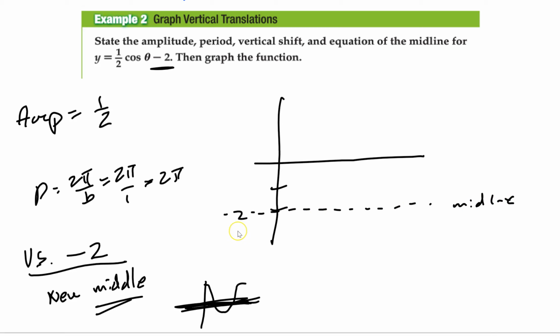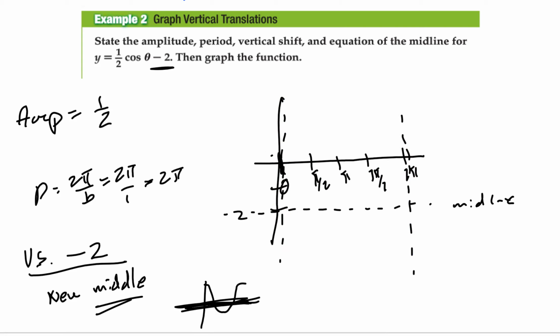At -2. Now my period's 2 pi, so as always we're going to start at 0. We'll end at 2 pi. So let's go pi over 2, pi, 3 pi over 2, 2 pi. We're starting here at 0 and ending at 2 pi.